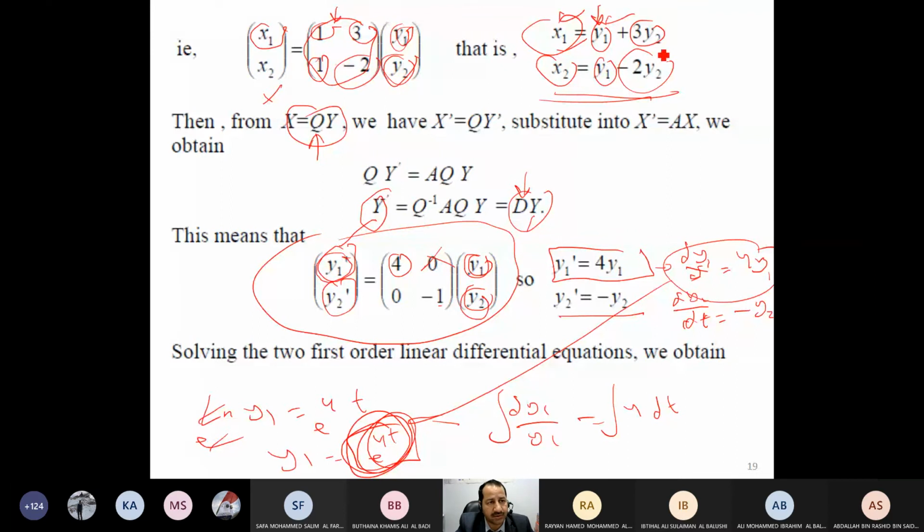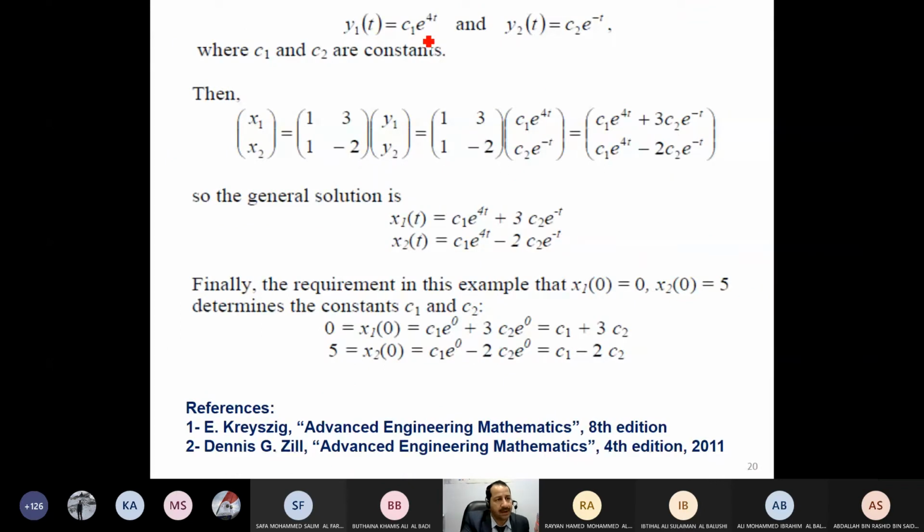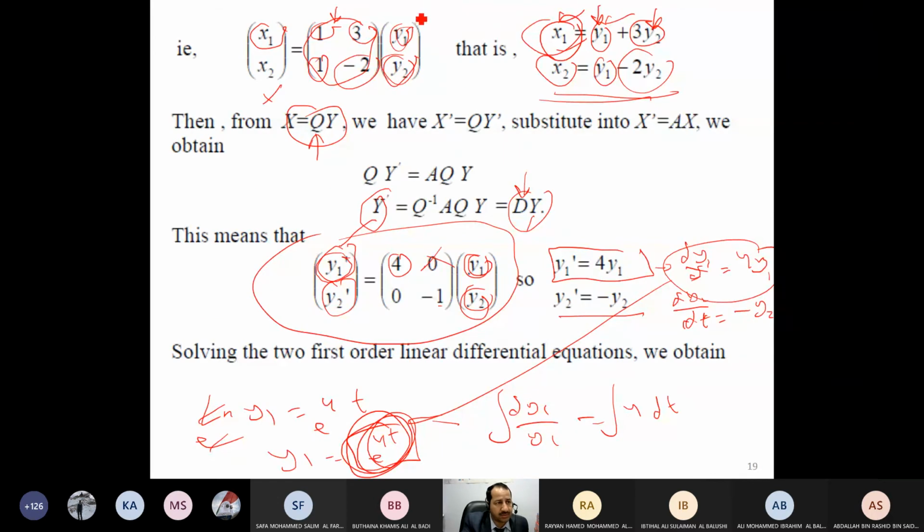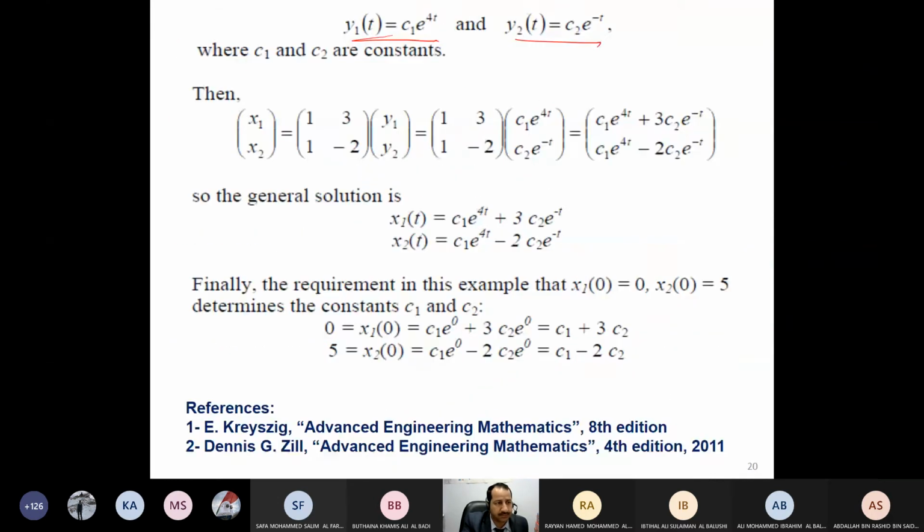Let me go back here. I substitute here. I got y2, I substitute, then I got the results. You got it? I will summarize at the end. You see? I solved for y1, y2. I will go back to substitute here y1, y2, the ones I just got. Then I will multiply this row by this column. It gives me the first equation. This row by this column, the second equation. This is the solution of my set of differential equations.